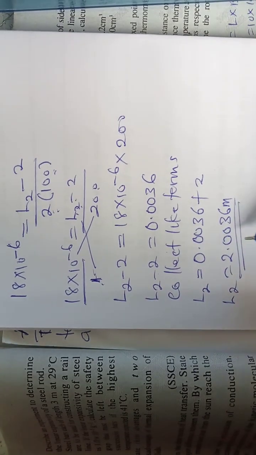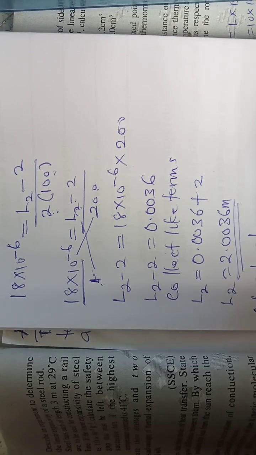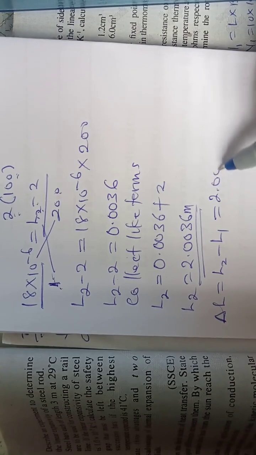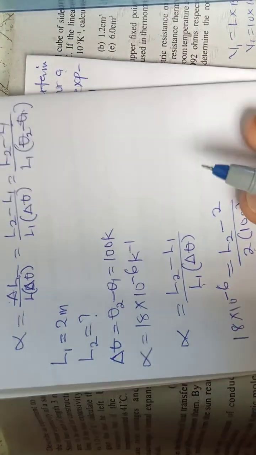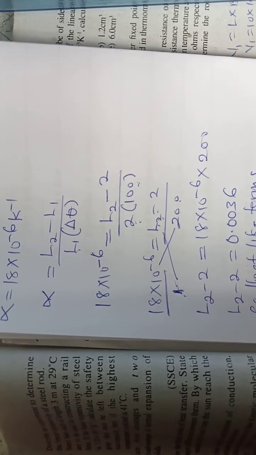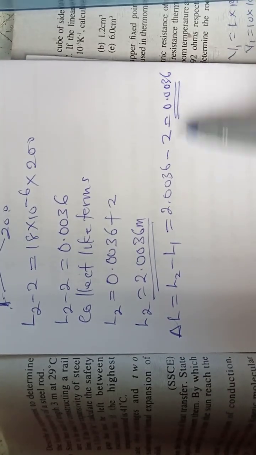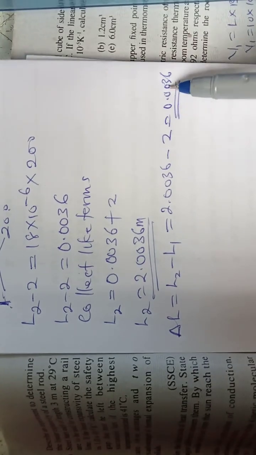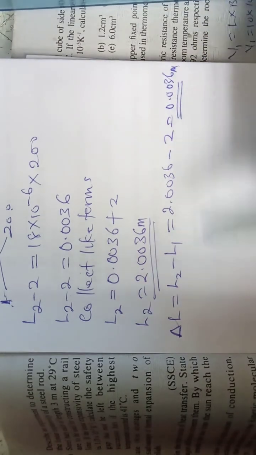This is the new length. So the change in length now becomes L2 minus L1, which is equal to 2.0036 minus 2, the initial length. So it is going to give us 0.0036. This is the difference in length. This is the increase when the heat was applied. So the length increased by 0.0036 meters. So that is that. Thank you very much.